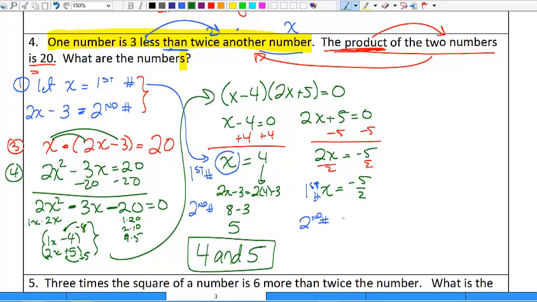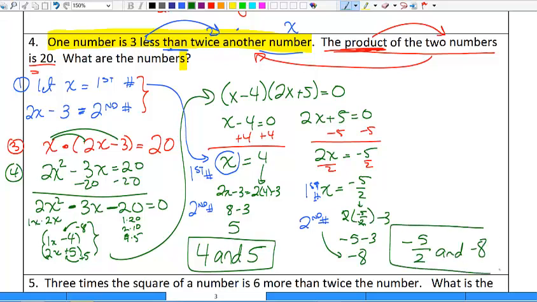Let's see, negative 5 halves. So my second number will be 2 times x minus 3, but my new x is negative 5 halves. Well, this isn't too bad because the two 2's divide out, and I'm getting negative 5 minus 3, or negative 8 as my second number. So the other pair of numbers is negative 5 halves and negative 8. So these are my two possible sets of numbers.